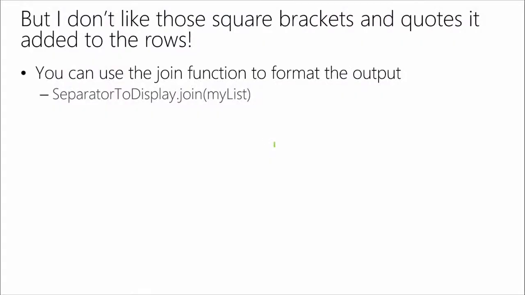So the way it works is you specify the separator that you want to display: a comma, a semicolon, a colon, a slash. Then you say dot join, so the word dot join, this is a keyword, you can't change that. And then you specify the variable name that holds your list. And this doesn't have to be a list from a CSV file. This works on any list, by the way.